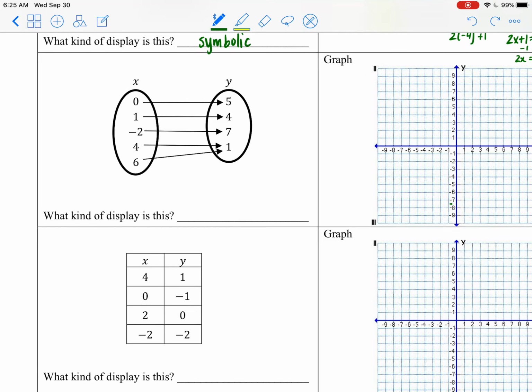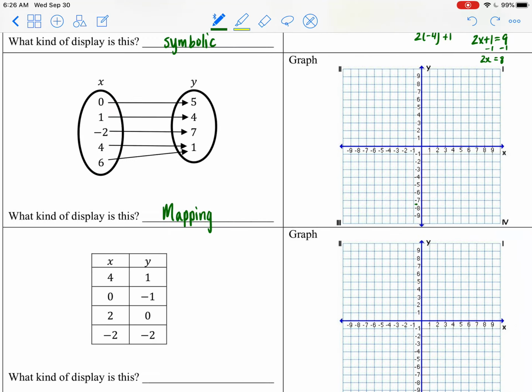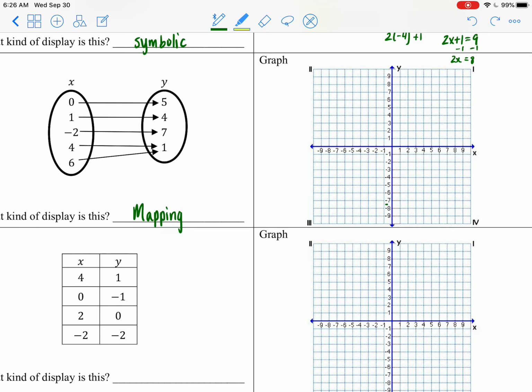Okay, what kind of display is this? This is called a mapping. This thing's called a mapping, and what it's done here is it's taken the x values and shown you what y values they map to. And now we're going to graph it. So let's look at this point that I'm now highlighting in orange here. It's saying when x is 0, y is 5. So when x is 0, y is 5. Let's put that point on there. That's that orange point right there that I just put on.